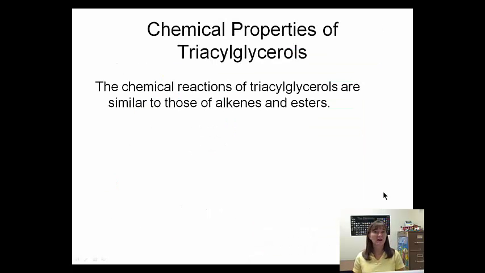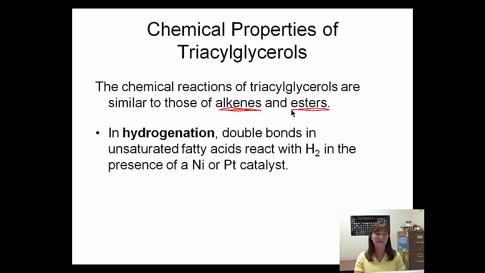So some chemical properties of triacylglycerols. The chemical reactions of triacylglycerols are similar to those of alkenes and esters. So the one reaction you're going to need to remember from organic chemistry of alkenes is hydrogenation, where you're adding hydrogen to the carbon-carbon double bond. And then you're going to need to remember the reaction of esters, where you're going to form esters or hydrolyze esters. So those reactions are going to come up again.